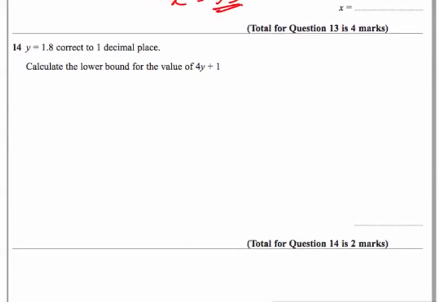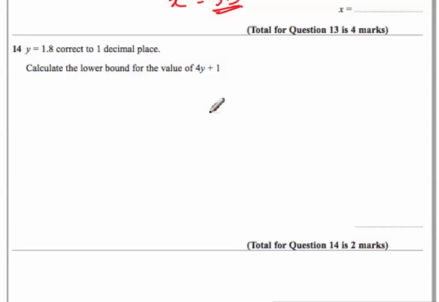Next question, number 14. Oh, this is bounds of measurement. Y is 1.8 correct to 1 decimal place. So it's been rounded to 1.8 and we're trying to find out what the lowest possible bound is for this. Okay, but first of all we need to find out what the lowest possible value of y could be. Okay, what the lower limit is.